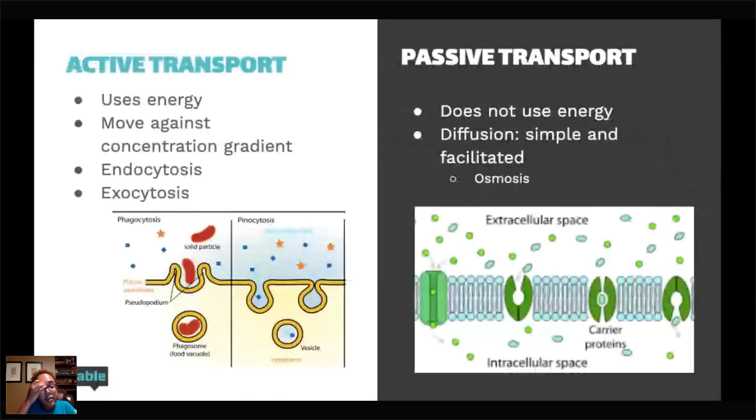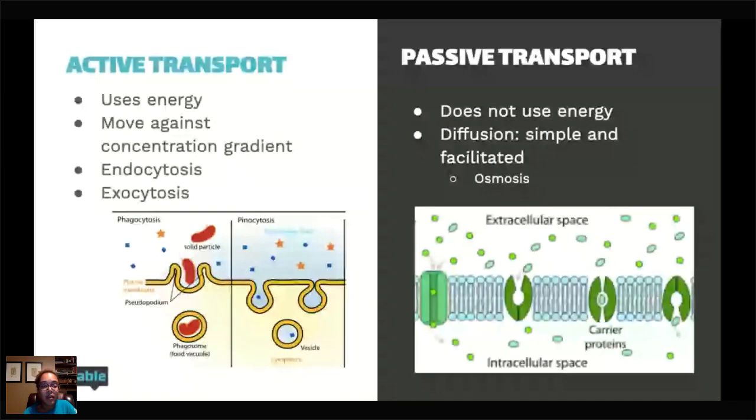So back to cell transport. You have active transport and passive transport again. Active transport moves it against the concentration gradient. The idea of concentration gradient is not even unique to biology. That's something you also learn in chem and other sciences.